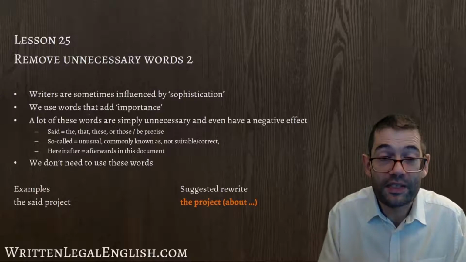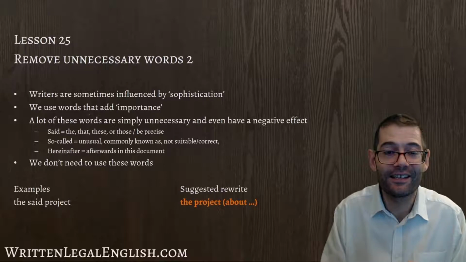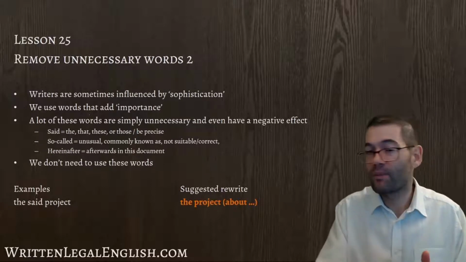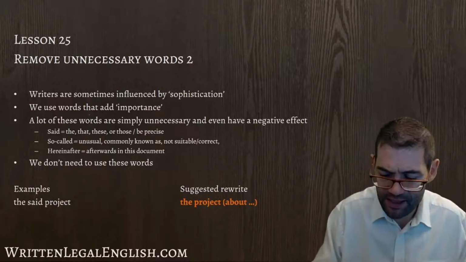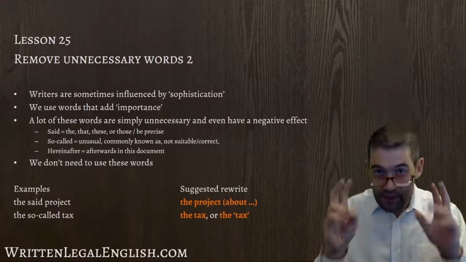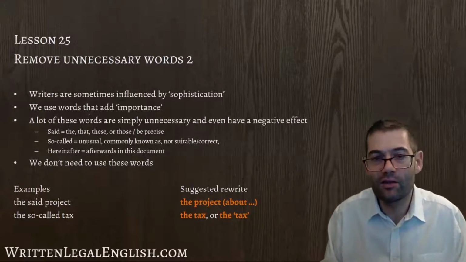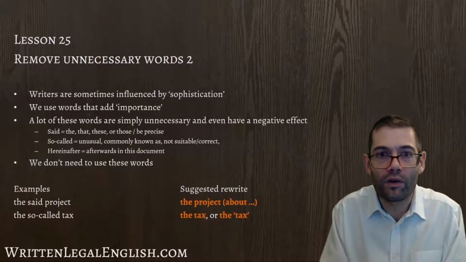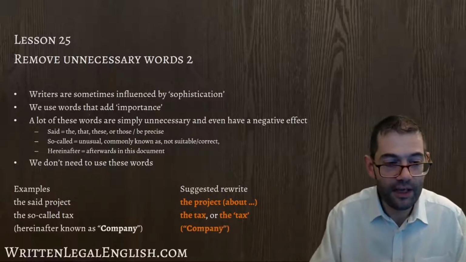But yet people do this. In fact, even today I was proofreading and I saw this exact example. Simply say the project about this, the project regarding this, the project for this. We don't need to say the said project, the so-called tax. Just say the tax, or identify the tax, the VAT tax. We don't need to say so-called. It doesn't add anything to the understanding of the writing. And remember, that's why we are writing in the first place, for the reader to understand.